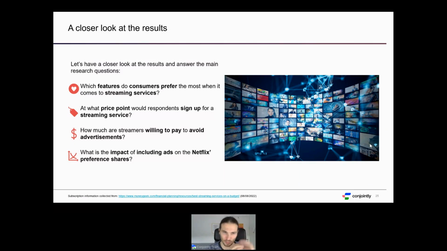So what feature attributes do people like most when it comes to streaming services? What price points do they have in mind for streaming services? What are they willing to pay to avoid ads? And what is going to be the impact of including ads for Netflix? So let's have a look at that.